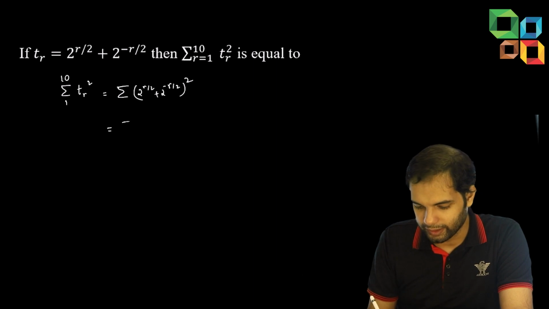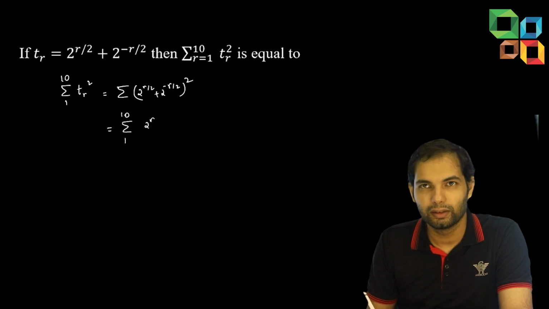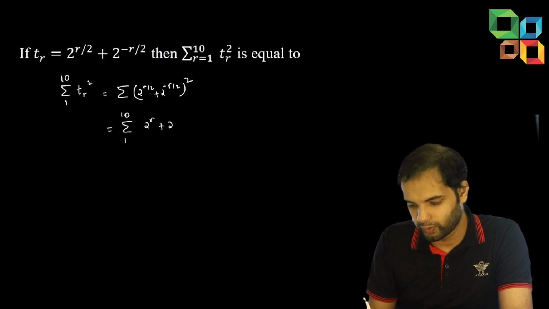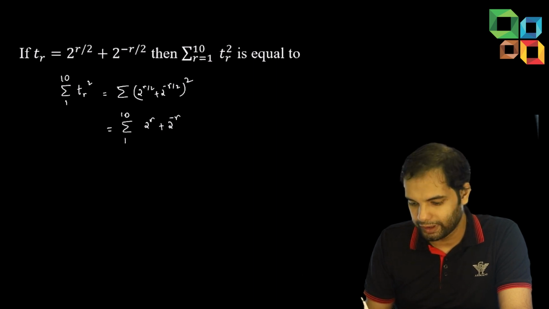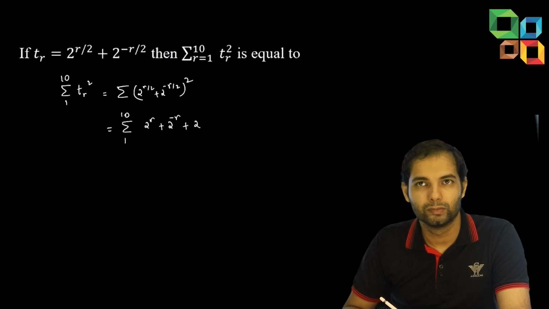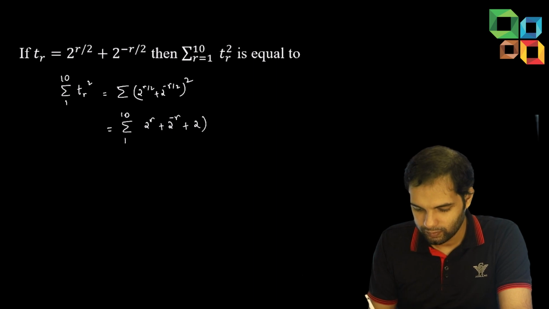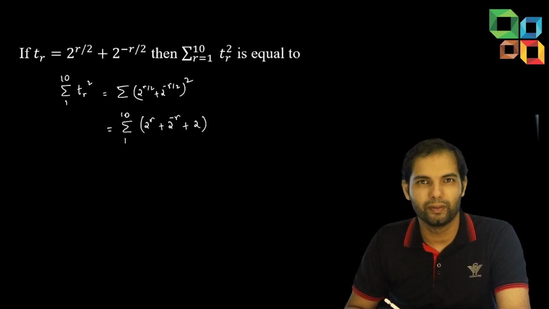Squaring, it's still 1 to 10 itself. So it is 2 power r, correct? a square plus b square is 2 power minus r, plus 2 into a into b, which is 2. I don't think there should be any problem. That's it, right? What is remaining? We just have to find the summation now.